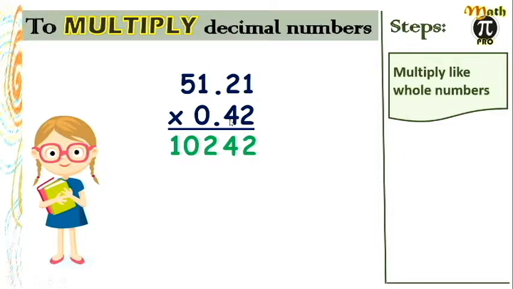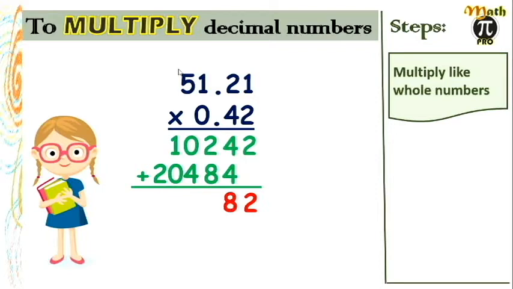Then we now multiply 4. So 4 times 1 is 4. 4 times 2 is 8. 4 times 1 is 4. And 4 times 5 is 20. Then we add again the two partial products. And we will get 2, 8.